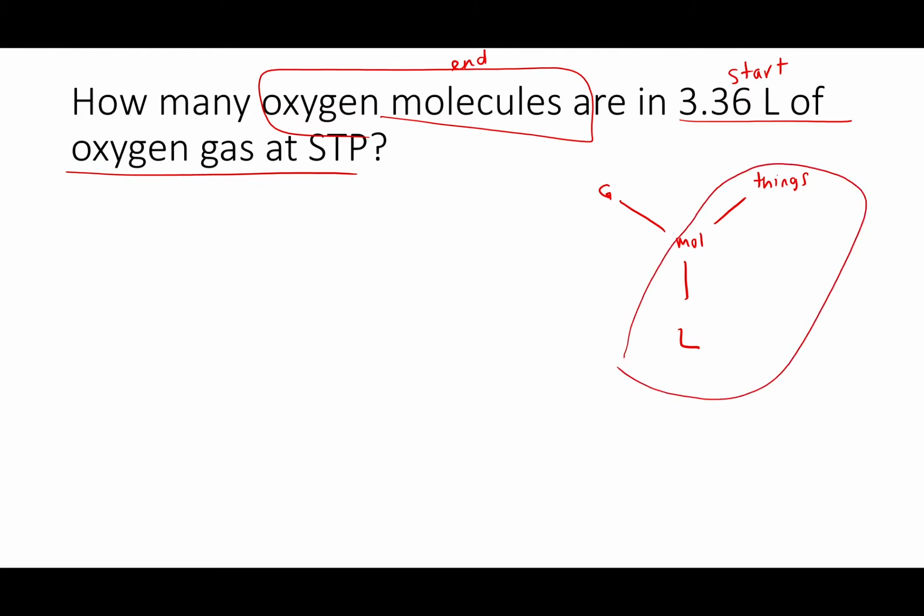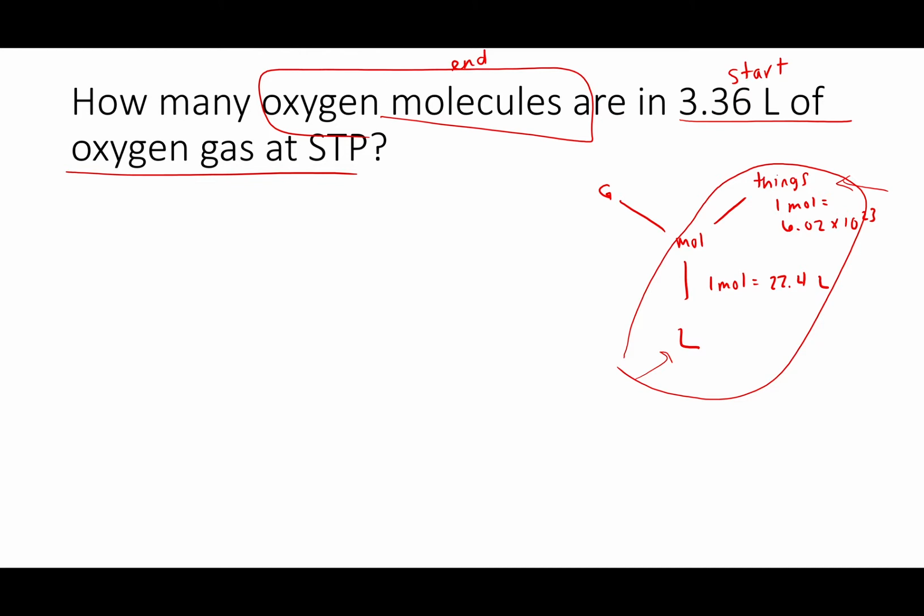So I am here at liter island, and I want to get to things. The way that I'm going to do that, I'm going to have two steps now. I have to go from liters to moles, and then I have to go from moles to things. I cannot directly go from liters to things. So my two conversion factors are 1 mole equals 22.4 liters, and 1 mole is equal to 6.02 times 10 to the 23rd molecules using Avogadro's number.